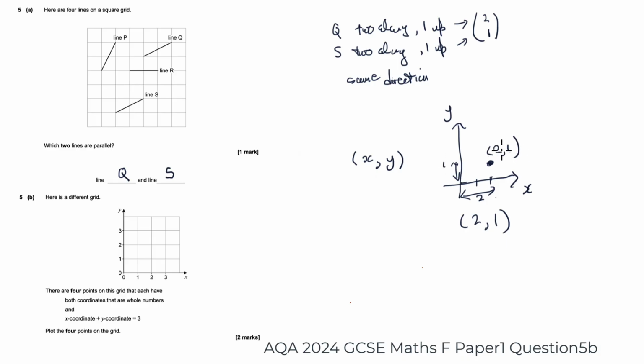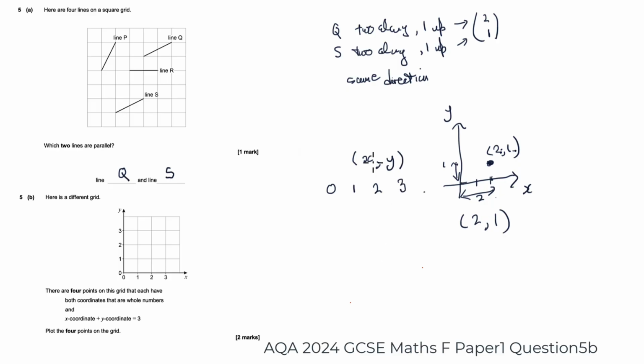So the first number tells you how far along the x-axis to go. The second number, the y-coordinate, tells you how far up parallel to the y-axis to go. So 2, 1 would mean 2 along the x-axis, 1 up the y-axis. So that's your x and y coordinates. And we're told finally they're whole numbers and they both add up. The x-coordinate and the y-coordinate add up to 3. And on the axes, we're allowed the numbers 0, 1, 2 and 3.